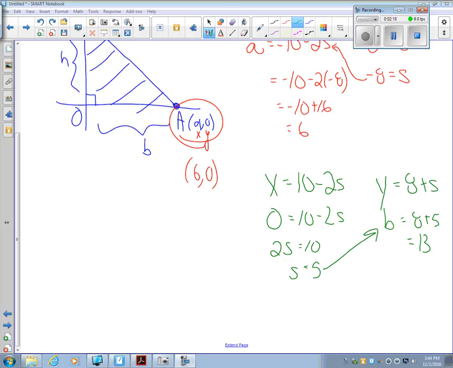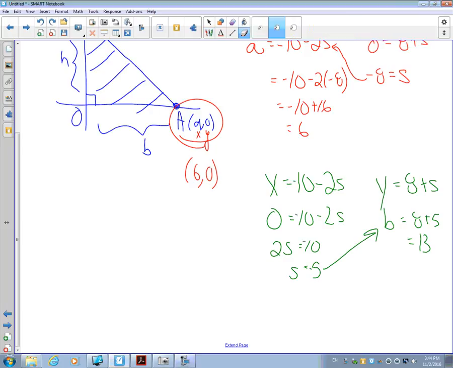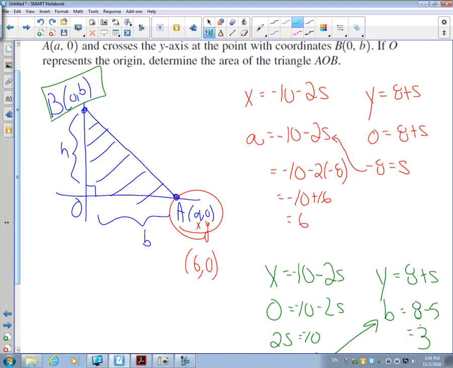Sorry, slight mistake there. The question was -10, -10, -10. So it's -5 for s. I was just back in the question when I moved it down the screen. I missed that number there. So 8 minus 5 gives us 3. So b is 3. So we know this point is now (0, 3).